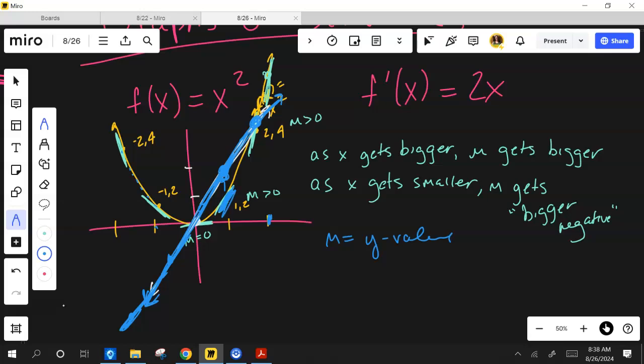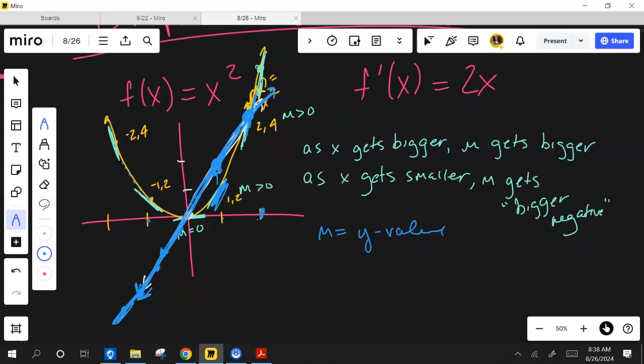Here the slope is a whole lot steeper, right? So maybe that slope is like 6. So 2, 6 would be here. And so anywhere I go on this line, it would tell me what the slope of the tan line was on the parabola, right? Okay, let's look at another one. Let's do one you can easily see.